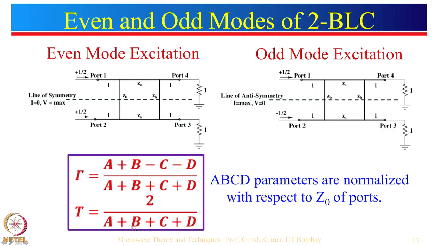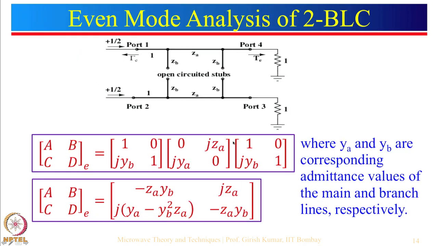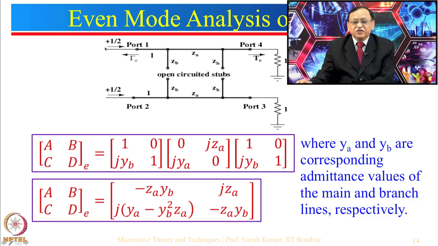Okay. So, this is how we can do the analysis. Again, now let us move on. So, even mode analysis, how do we do it now? This is the open circuit. Think about now, this does not exist at all. So, from here you can see that there is one branch over here, and then there is a transmission line, and then there is another branch over here.